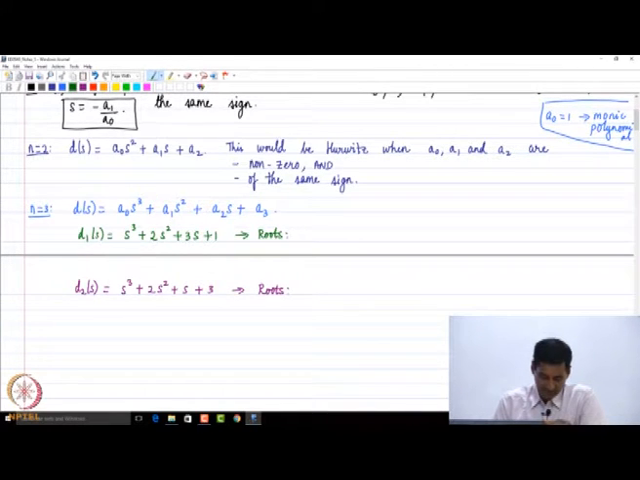What can you observe as far as the first example is concerned? Of course, both have 3 roots, right? It's a third order polynomial, right? Both D1 and D2 are third order polynomials, right? You have 3 roots. What can you say about the 3 roots of D1? All have negative real parts, okay. So then what can you say about D2?